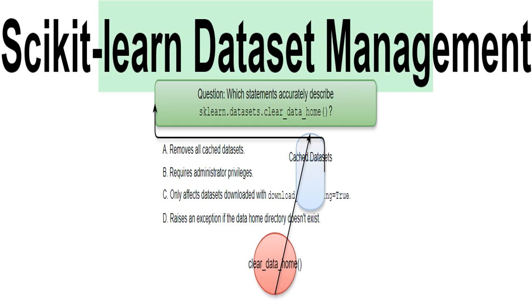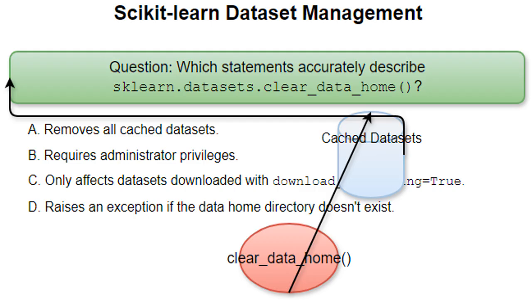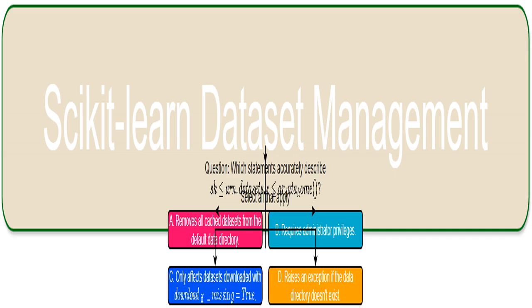This question is designed to test your knowledge of how _clear_data_home works in Scikit-learn. You need to pick out the true statements from the given options. Scikit-learn makes it easy to access example datasets. To improve performance, it saves these datasets locally. The question focuses on understanding how you can manage these locally stored datasets. The core topic is about understanding how Scikit-learn manages its datasets, specifically, how it caches and allows you to remove them.